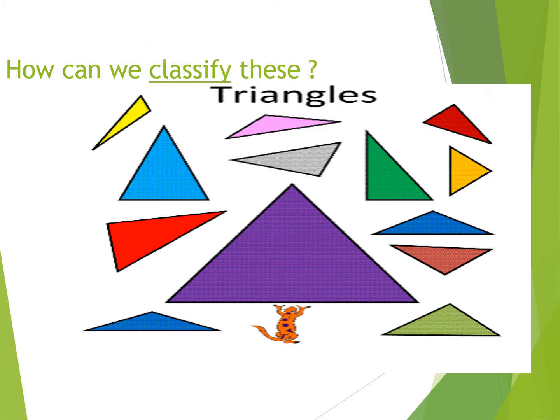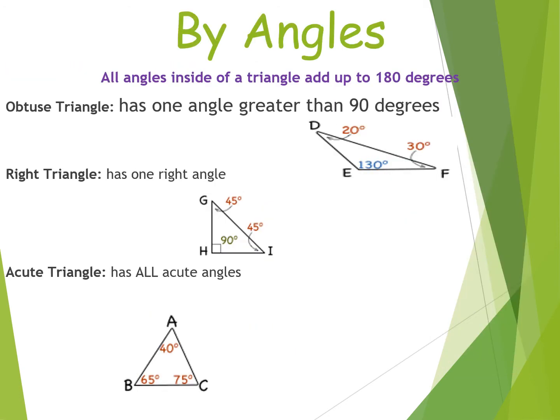So how can we classify these triangles? Can I classify triangles based on their color? No, absolutely not. Color has nothing to do with how I classify or categorize a triangle. There are, however, two distinct properties we use when we classify or categorize triangles. The first one is by its angles.